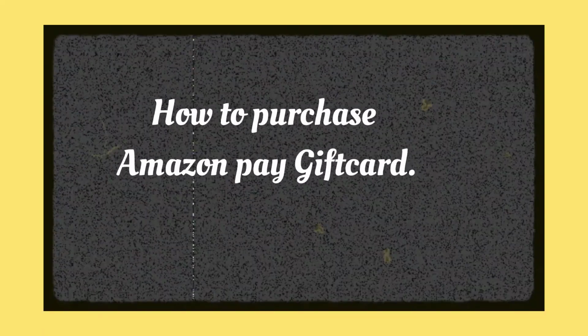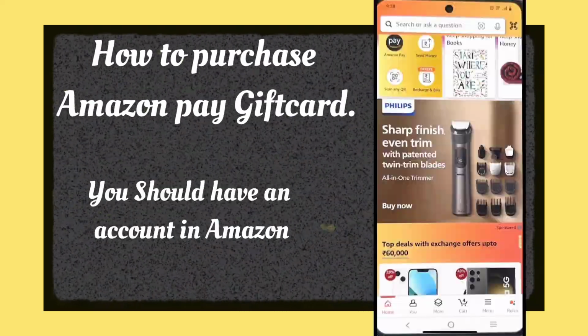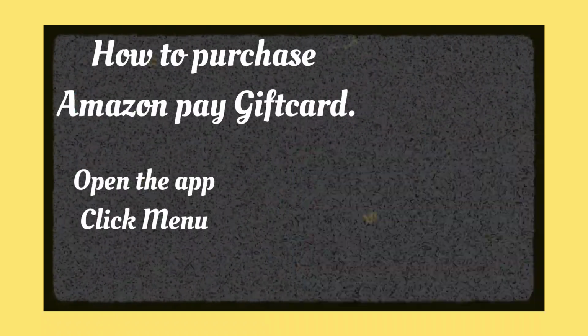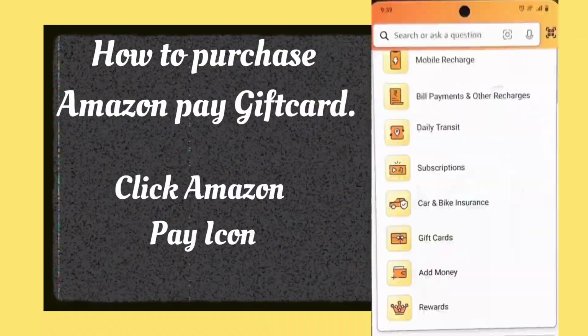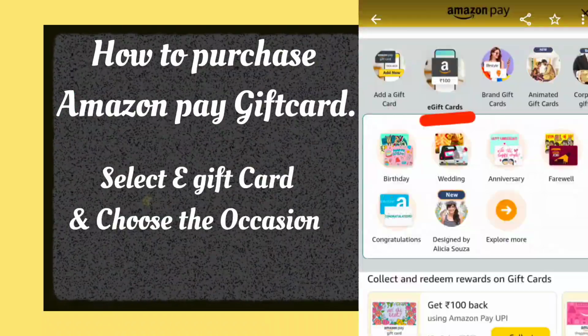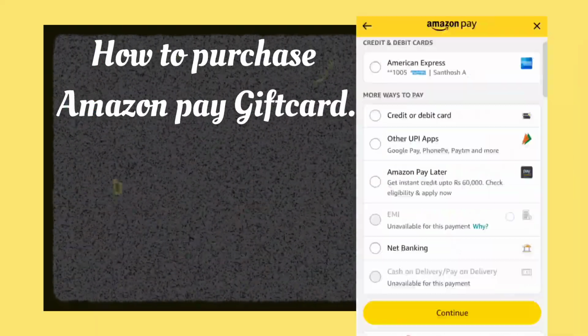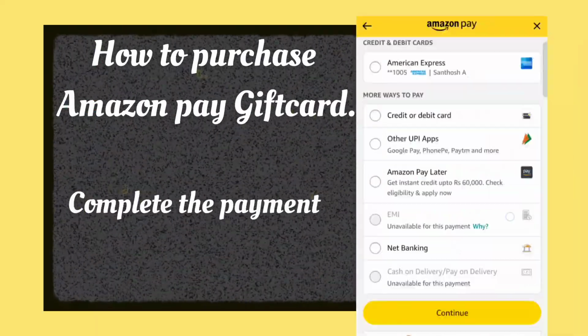How to purchase an Amazon Pay gift card? First of all, you should have an account on Amazon. Open the app, under menu, click on the Amazon Pay icon. Click on gift cards, select e-gift card, and choose the occasion. Select the gift card of the desired value, complete the payment, and that's it, you have placed the order.